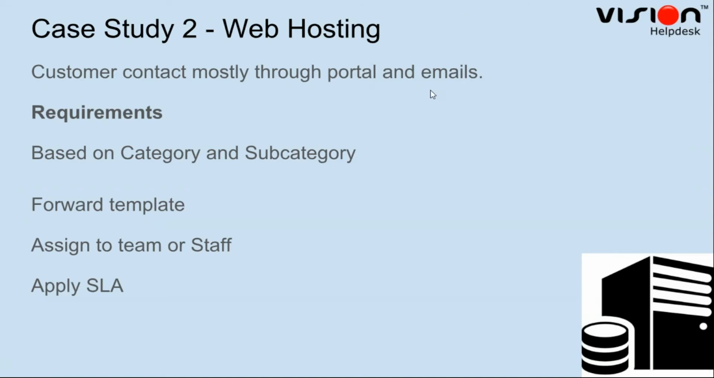Now here you can create requirements based on the category and the subcategory. Let's say the category can be web hosting and the subcategory can be the type of web hosting. Using the workflow, you can manage and automate the tasks and actions which your staff would otherwise have to do manually.